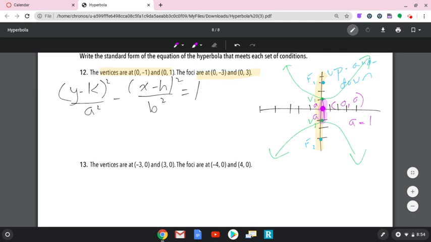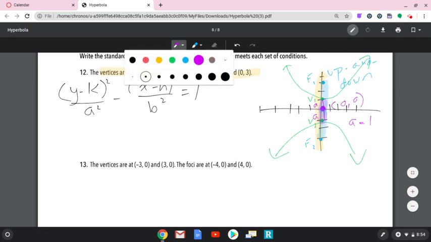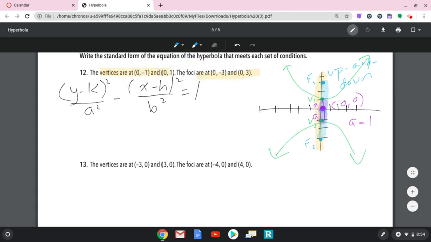Now, I don't know b, but I have to figure out how to find b. C is going to be the distance between the center and my foci. So the distance from here to here is c, and from here to here is c. A is the distance between your center and your vertices, and c is the distance between your center and your foci. If I counted, c would be equivalent to 3.